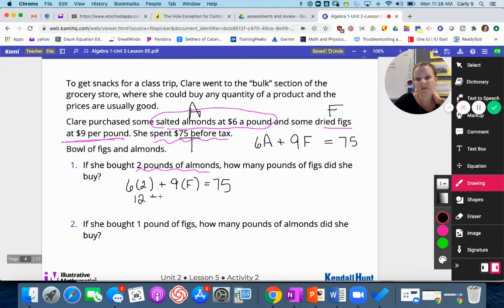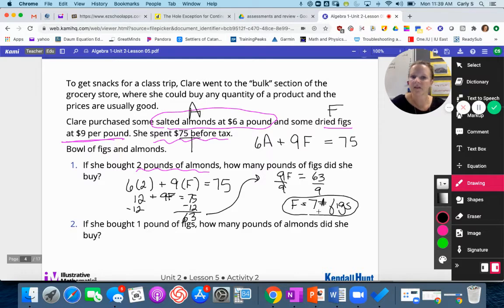I'm going to do 6 times 2 plus 9f equals 75. If I subtract 12 from both sides, I'm left with $63, silly me. So that gives me 9f equals 63. Divide both sides by 9, and I have f equals 7. So she bought 7 pounds of dried figs.